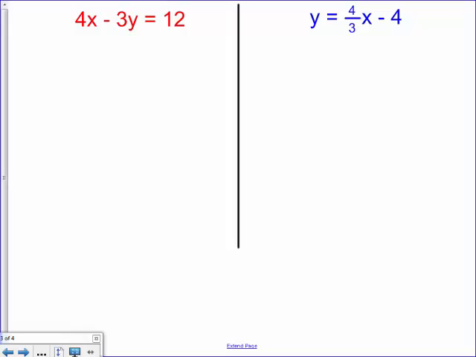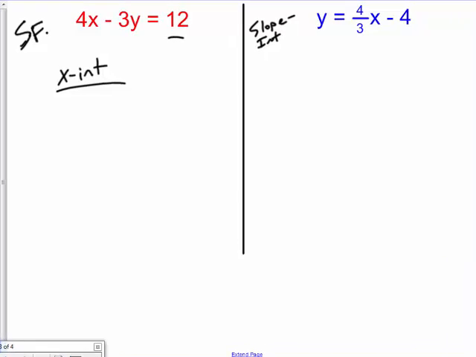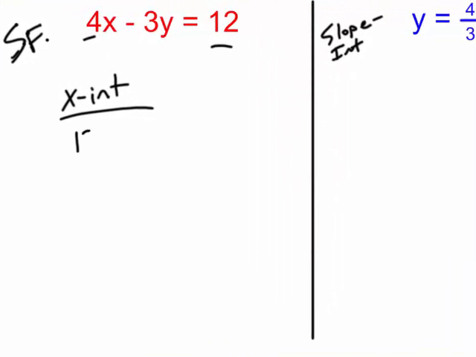I have it written in standard form on the left and slope-intercept form on the right. So with standard form, let's go ahead and find the x-intercept. That would be, what do we do? We put the c over the a, the number in front of the x. So I just put 12 over 4. So the x-intercept would equal 3 over 1, which is 3.